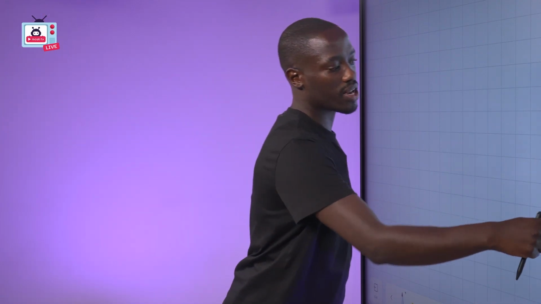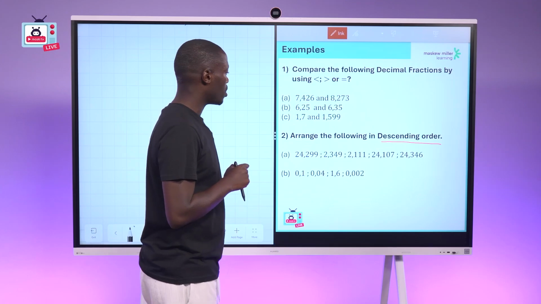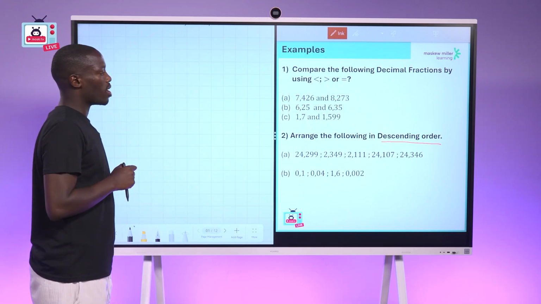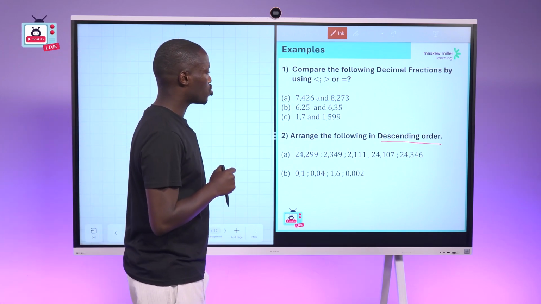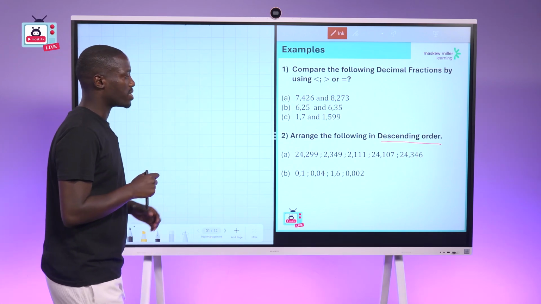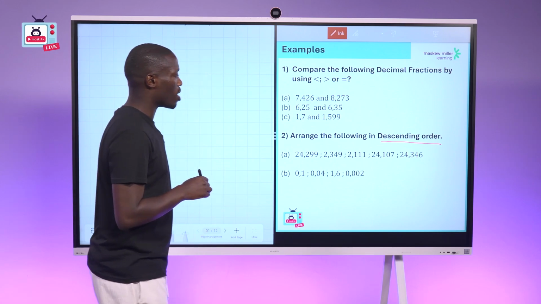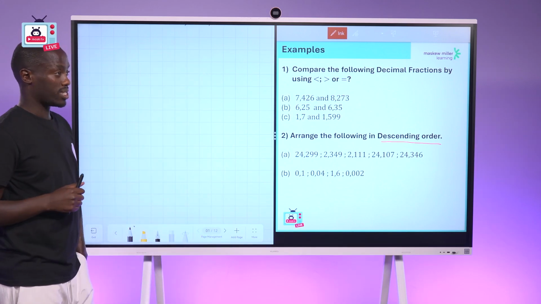So here we have the numbers 24,299, 2,349, 2,111, 24,107, 24,346.